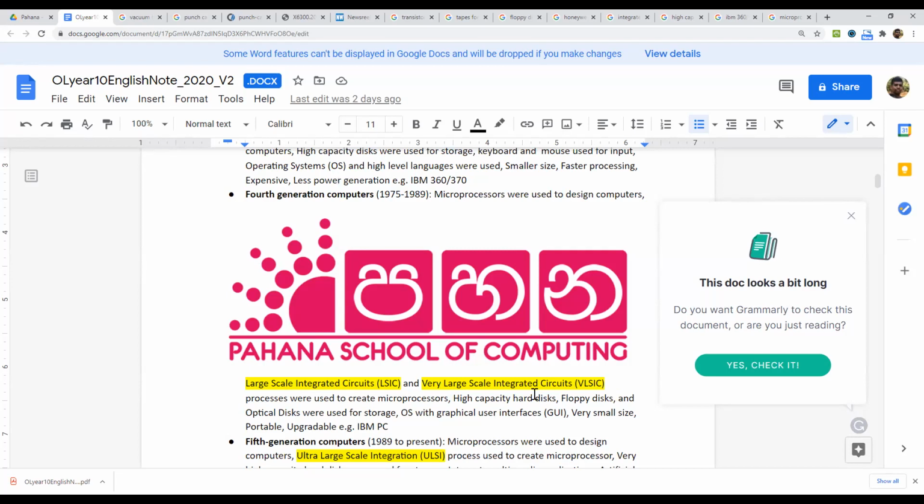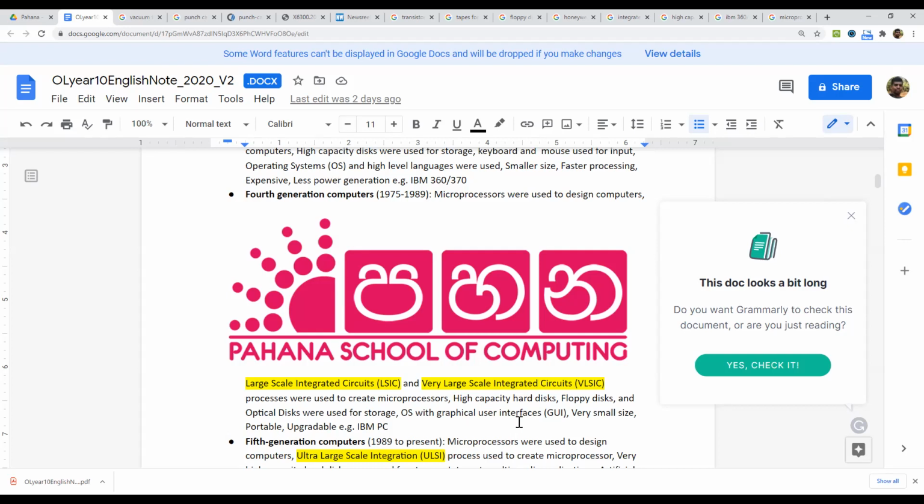Or very large scale integrated circuit, or in short, we'll say VLSIC. So these are the technologies used to build microprocessors. And then hard disks were used from here onwards. In fourth generation computers, hard disks were used, and also optical disks like CD-ROM were used for storage. And operating systems had graphical user interfaces. Now earlier, in third generation, we had command line interfaces. I think we will discuss the difference in the coming session. But for the time being, remember, OS with graphical user interface were used at that time.